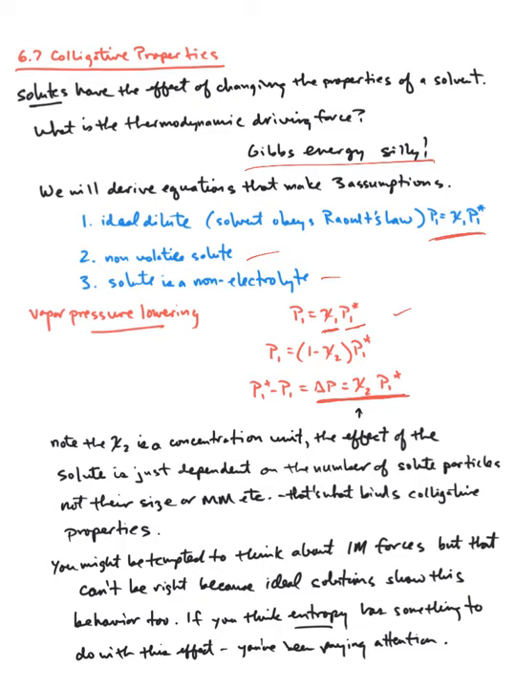Now this chi2 term, this is essentially a concentration unit, right? The effect of the solute is just dependent on the number of solute particles. It doesn't have anything to do with how big they are, or their molar mass, or other properties of a solute that you might think would be important. It only depends on how much. This is what binds colligative properties together. It only depends on how much in terms of the number of particles you've added to your solution.